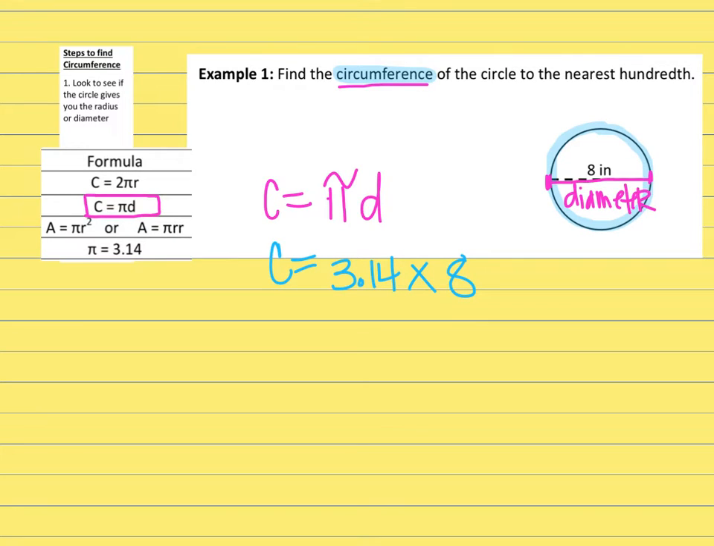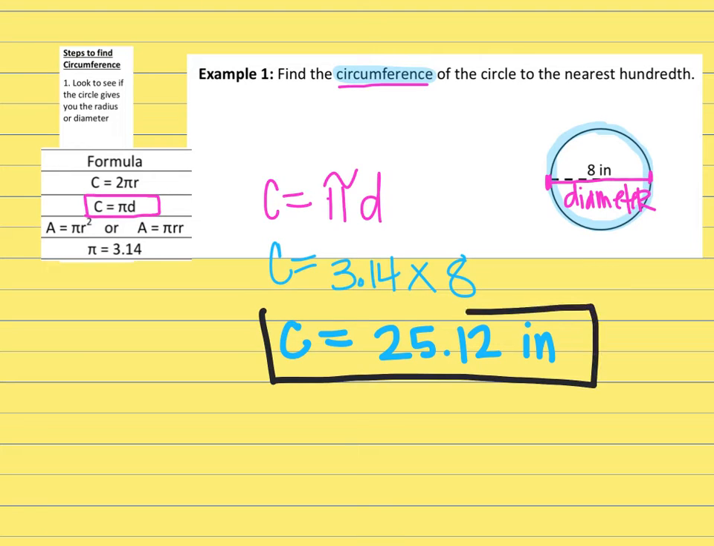I don't really know that in my head multiplying out. I could estimate 3 times 8 is 24, so it's going to be a little bit more than 24. But to keep this video shorter, I'm just going to tell you that 3.14 times 8 is 25.12, and then the units we were measuring in were inches. So the final answer, circumference of this particular circle, is 25.12 inches.